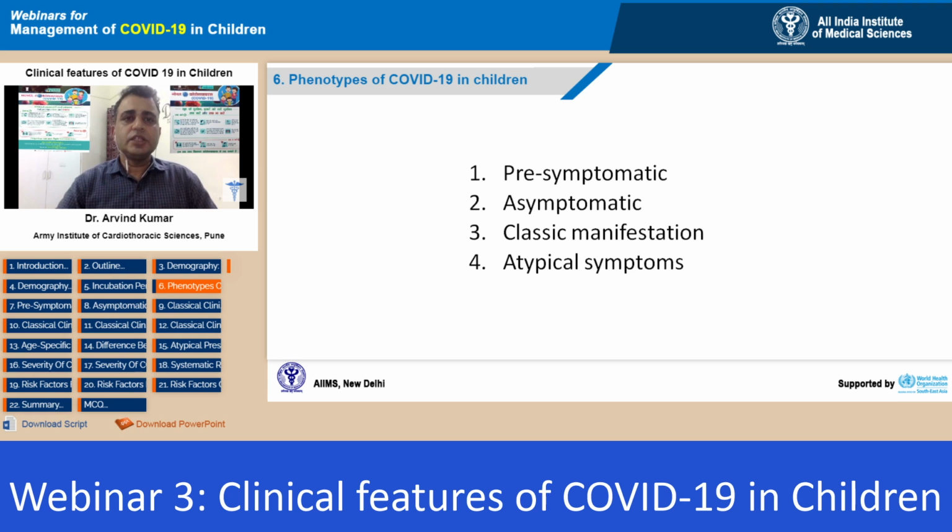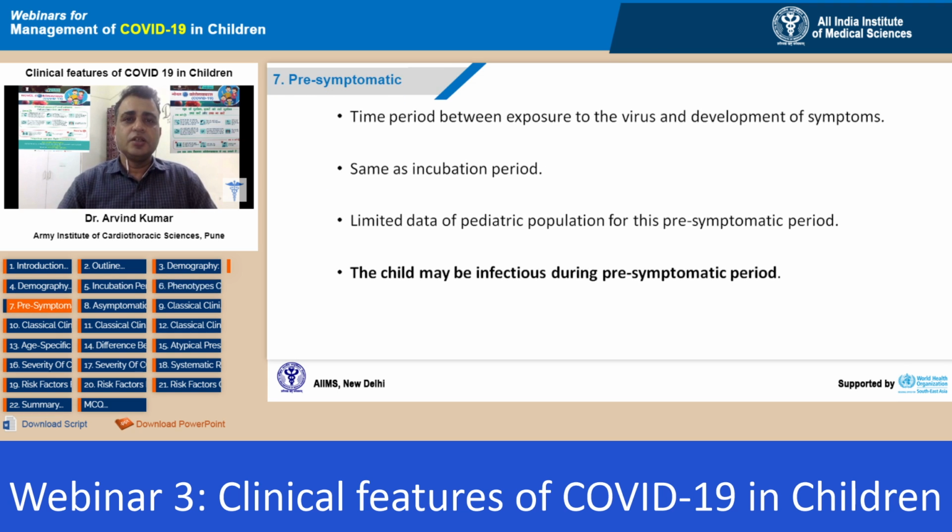Now let's see clinical features of COVID-19 in children. Clinical features of COVID-19 may be categorized as pre-symptomatic, asymptomatic, classical manifestation, and atypical symptoms. Pre-symptomatic is the time period between exposure to virus and development of symptoms, and it's the same as incubation period. Pediatric data, though limited, suggest children may be infectious during this period.